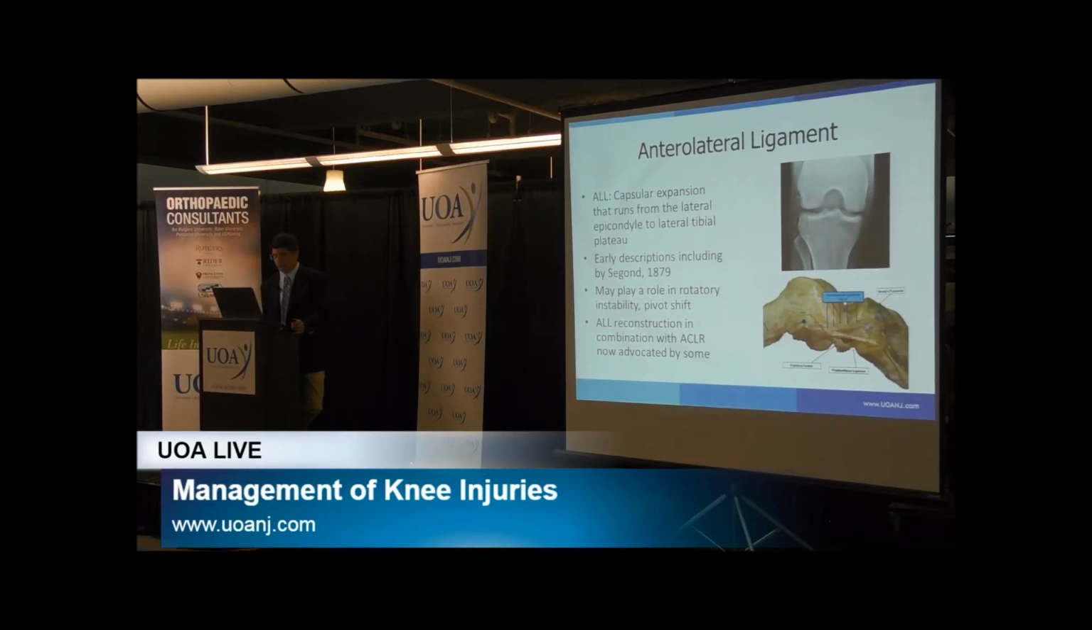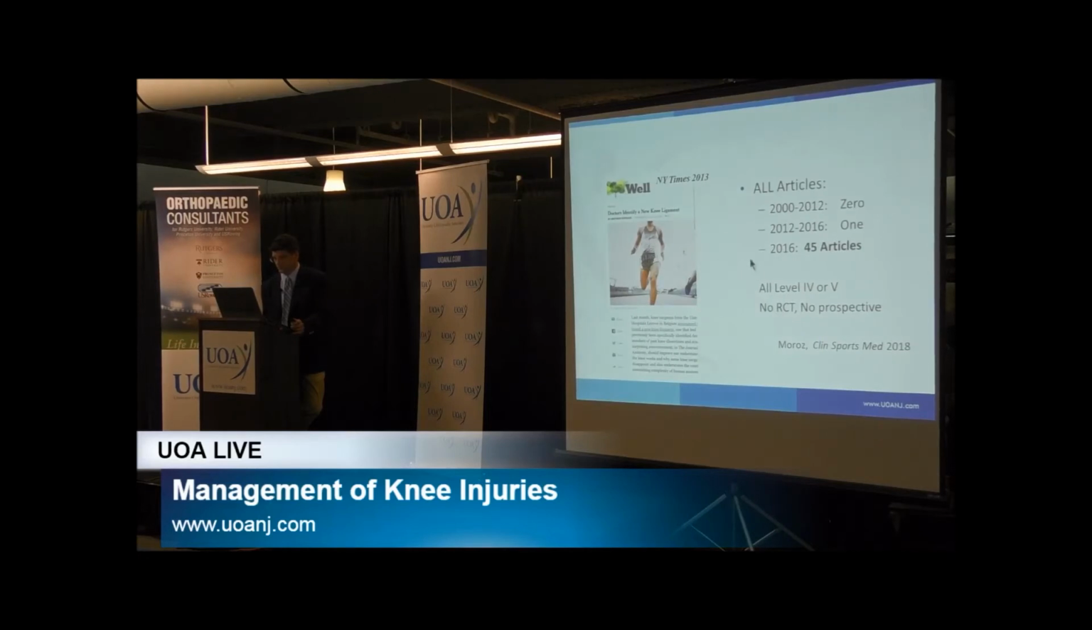So the ALL is a capsular expansion that runs from the lateral epicondyle to the lateral tibial plateau. And it was described, as I mentioned, second, but it was being described before that in like the 1850s. It may play a role in pivot shift and rotatory stability. And now some people are recommending reconstruction of that ALL when you do an ACL.